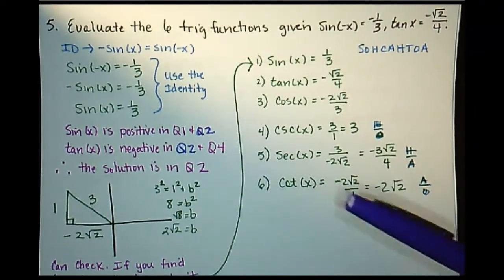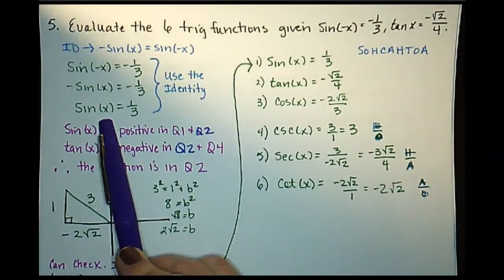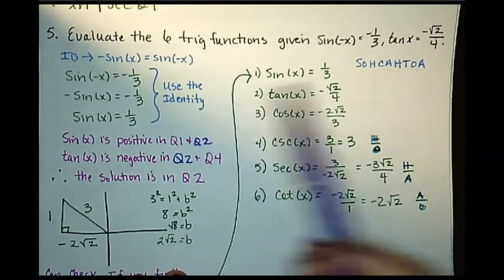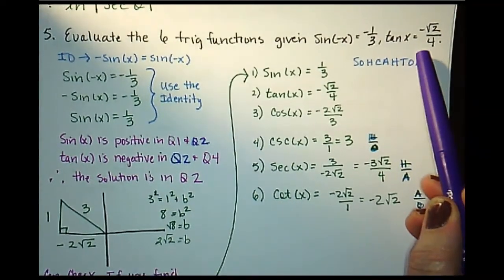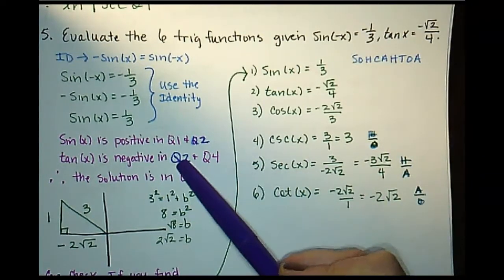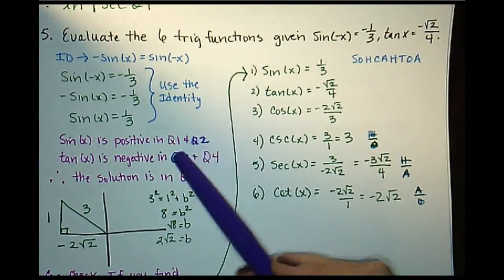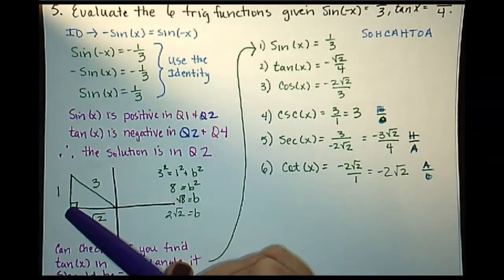All right, so now we have to think like we did before. What quadrants will sine be positive? And that's going to be in 1 and 2. And then remember, tangent is negative, so what quadrants is tangent in when it's negative? And that's quadrant 2 and 4. So the one that they have in common is quadrant 2, and that's where I draw my triangle.